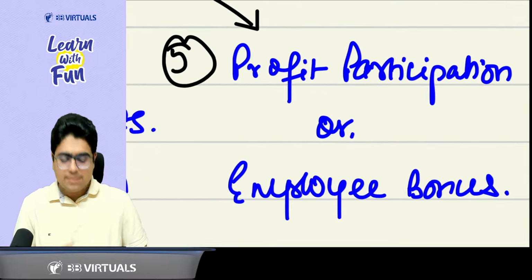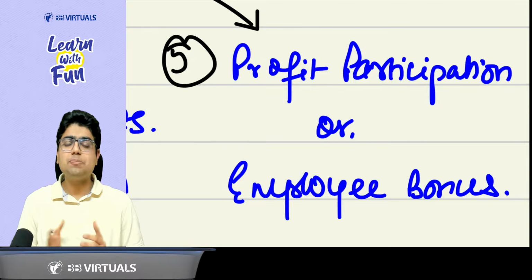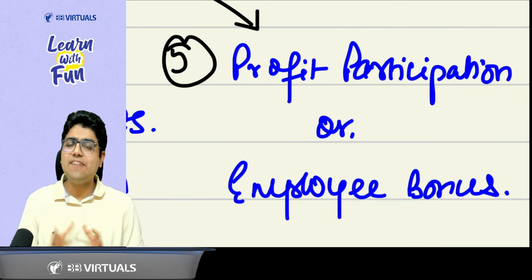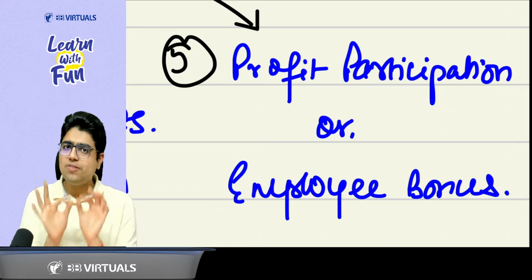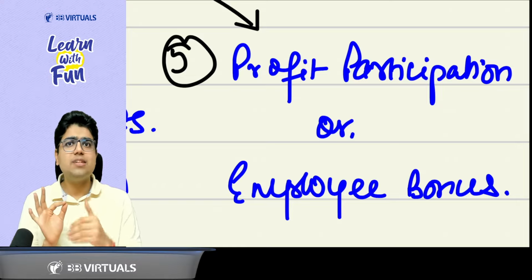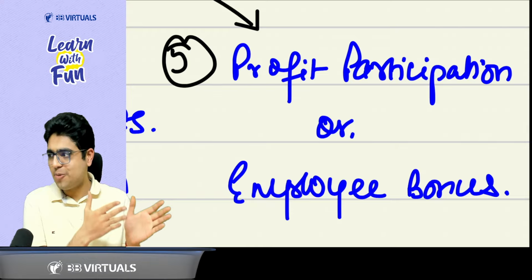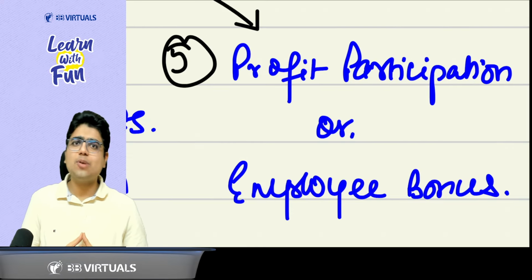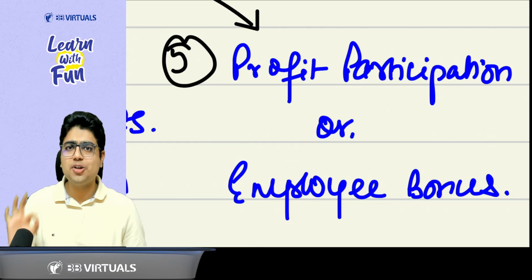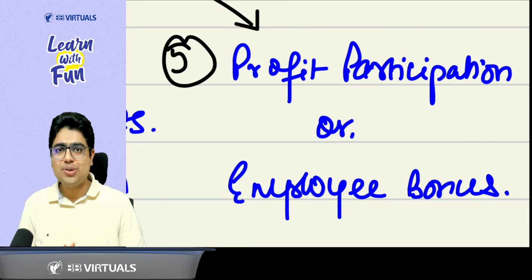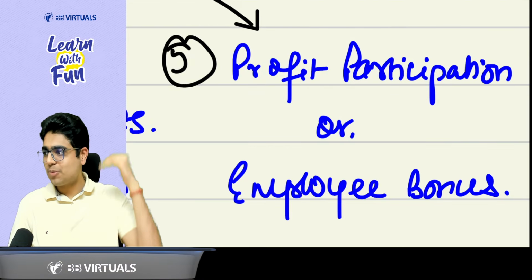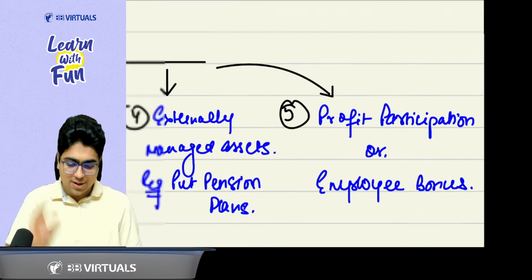Got it, sir? Similarly, one more thing related to employees is profit participation. You know, every company earns profit, and out of that profit, a certain amount is reserved for the employees. That can be in the form of a bonus. So employees can request that they want their bonus workings to be audited. So whether it is profit participation or employee bonus, this can also be audited.